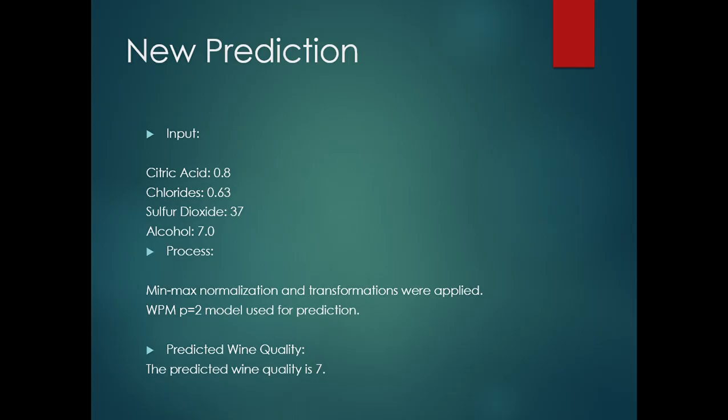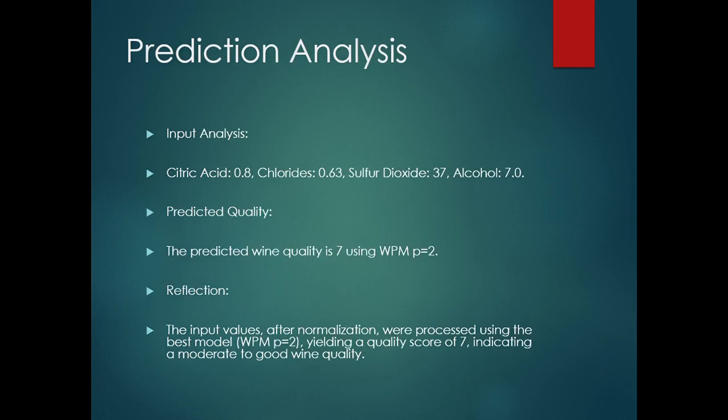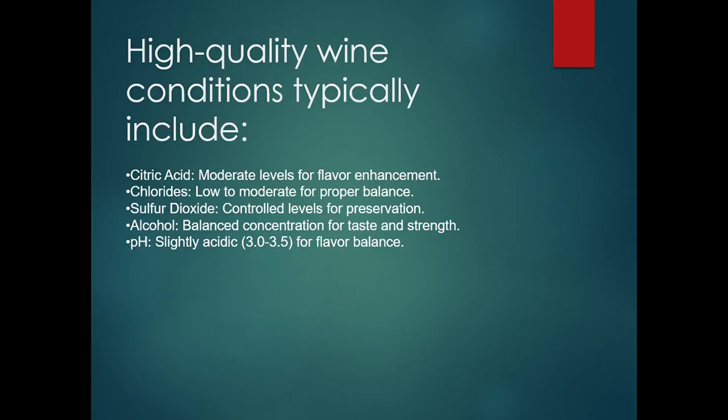This is the new prediction input that we gave, and the process was min-max normalization. In this, the WPM with power 2 model was used, and the predicted wine quality was 7. The input values after normalization were processed using the best model, WPM with power 2, and the quality score of 7 was yielded, indicating a moderate to good quality wine.